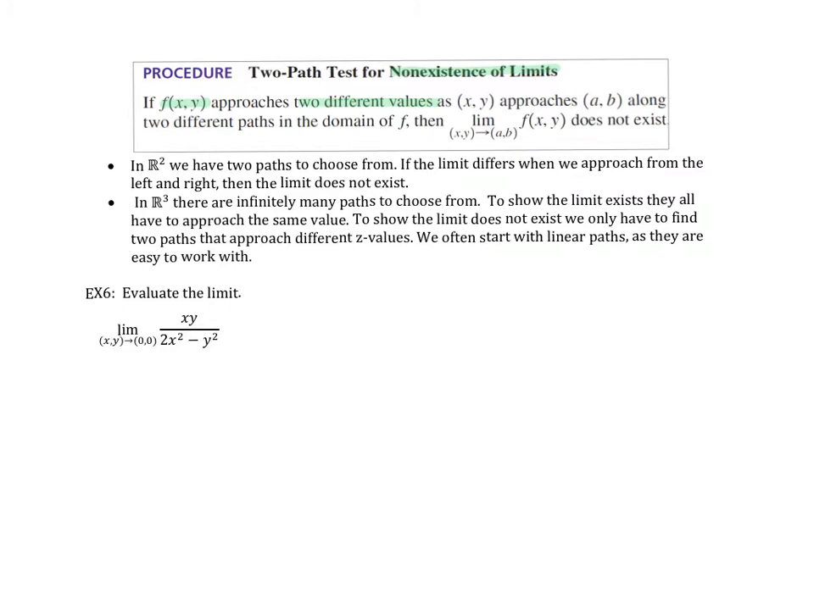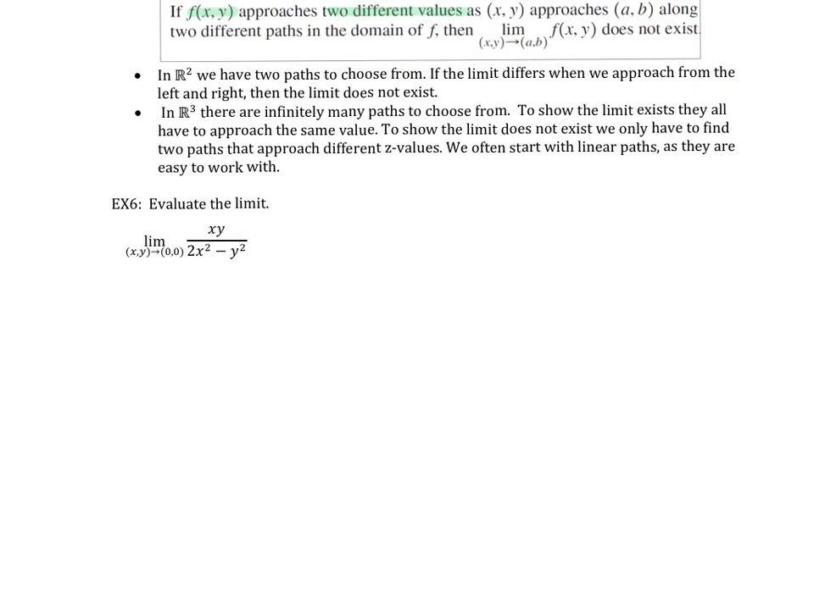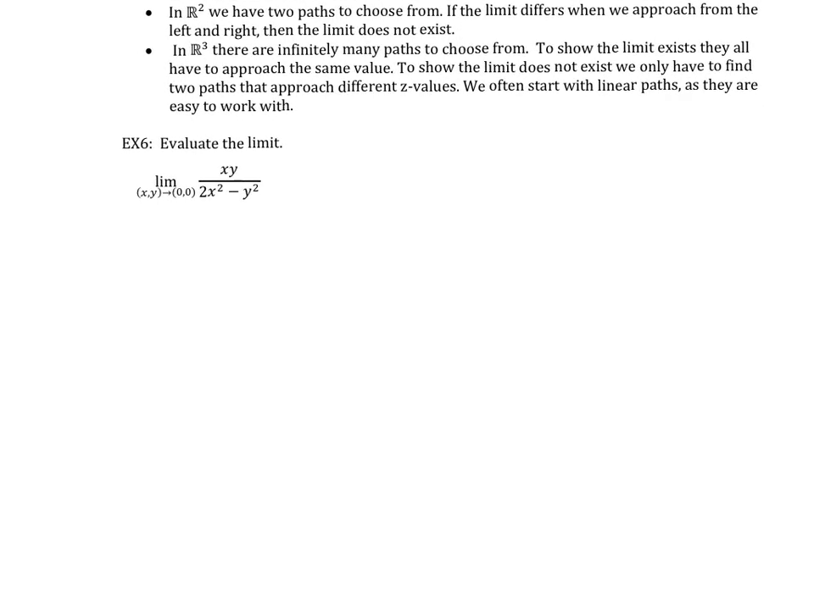So let's look at example 6. We want to evaluate this limit. Well, the first thing I want to do is plug and chug. I'm going to put in 0 for x, 0 for y, and I can clearly see that this is going to give me an indeterminate form. It's going to give me 0 over 0.